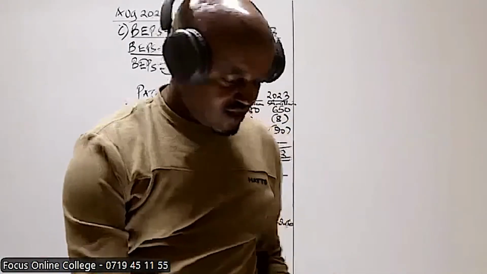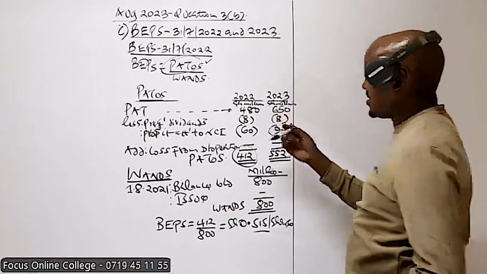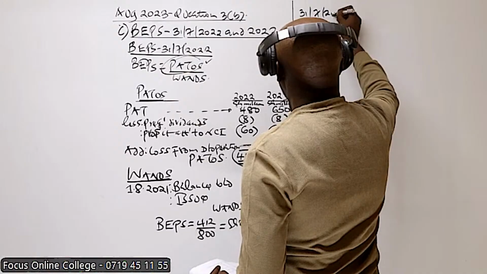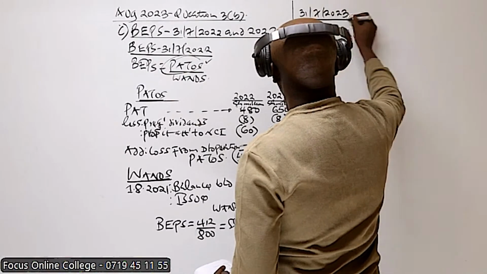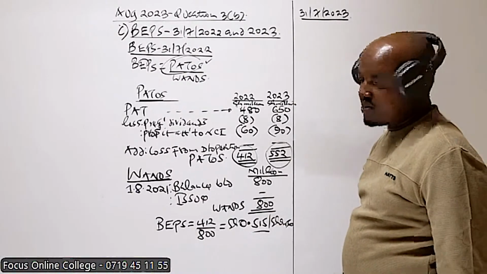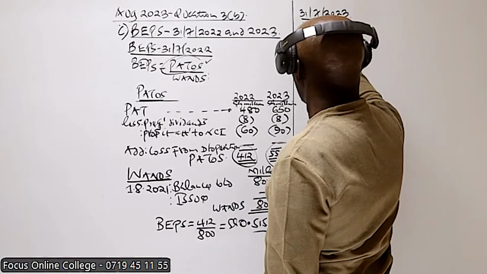Yes. Now next, let's compute the basic earnings per share for 2023, for the year which ended 31st of July 2023. Remember, you have already computed the profit attributable to ordinary shareholders here. So what we need to compute is just the weighted average number of ordinary shares.